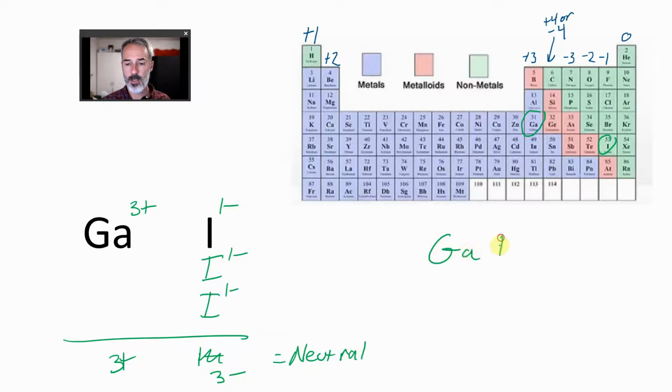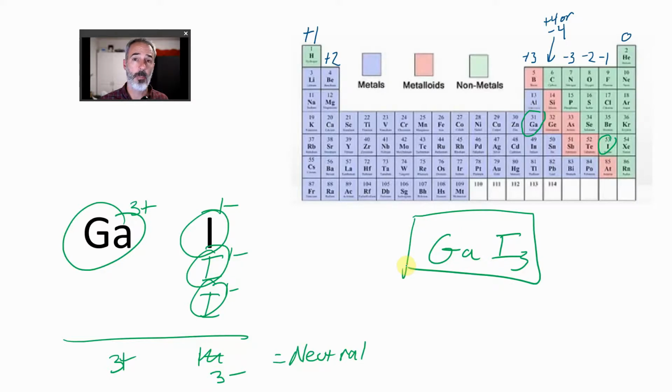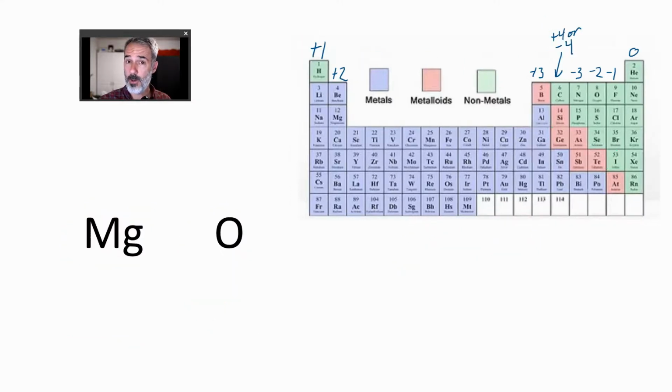It's GaI, because the positive goes first. How many galliums? Just one, and I don't think I'm going to write the number. How many iodines? 3, and I'm going to write it as a little subscript like that, and there we go. We've got a good formula for that compound. Let's try another one. And this time I'm not going to give you the charges. You have to figure out what they are.